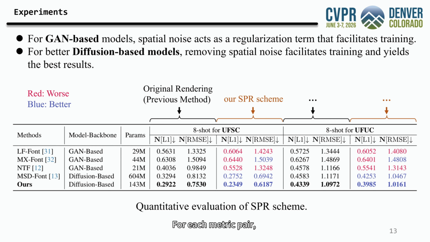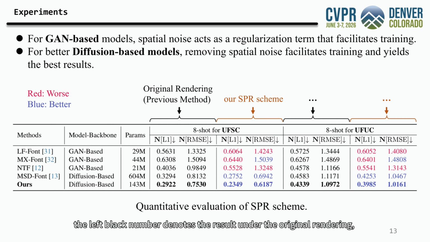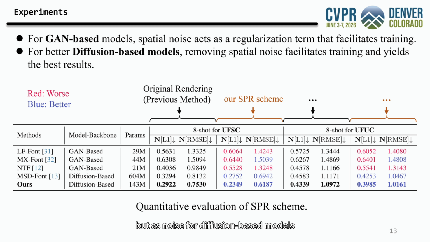For each metric pair, the left black number denotes the result under the original rendering, while the right one is produced under the proposed SPR scheme. Red or blue color indicates the metric is increased or decreased, respectively. Spatial noise acts as a regularization term for GAN-based models, but as noise for diffusion-based models. When spatial noise becomes the principal contradiction, the SPR scheme yields remarkable gains.